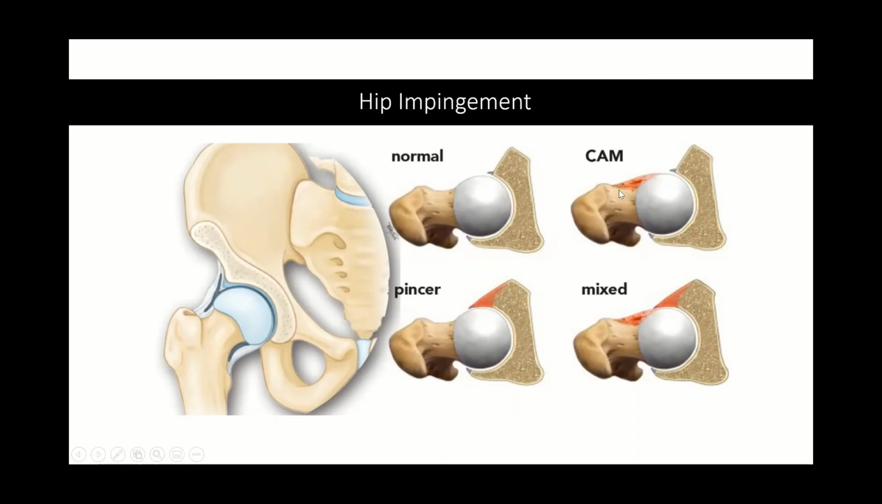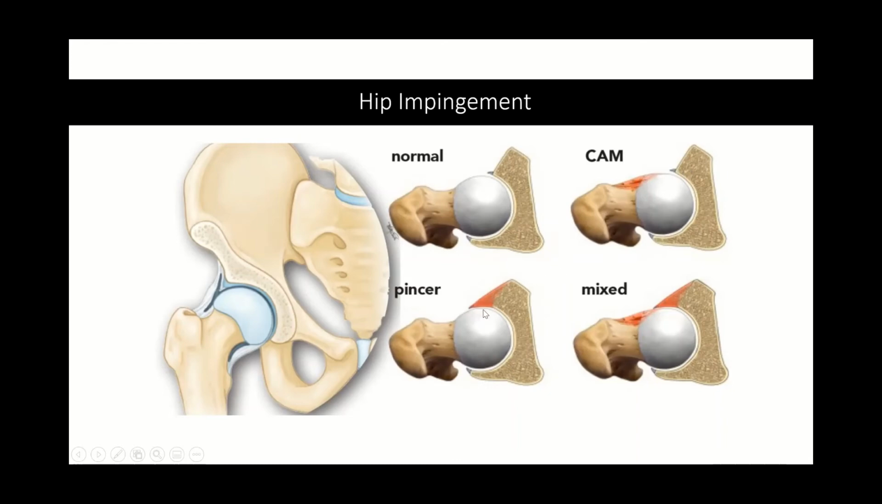With a cam lesion, if we look at the normal compared to the cam, it means that there's extra bone here on the neck of the femur, which oftentimes is a bump. When you go through a range of motion, that bump will hit up against the bone here, which is the socket of the hip, and cause an impingement.